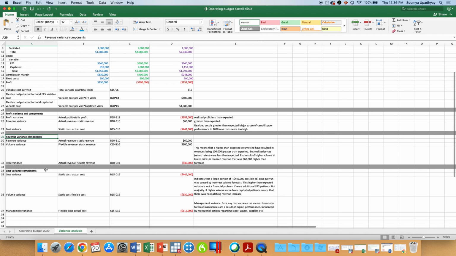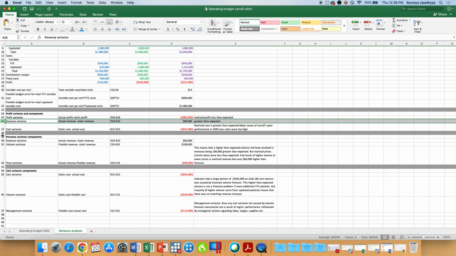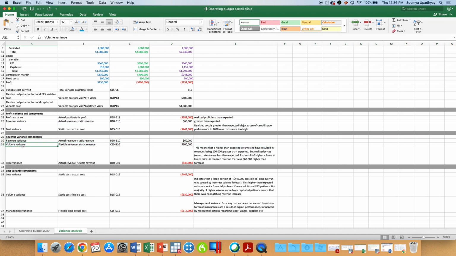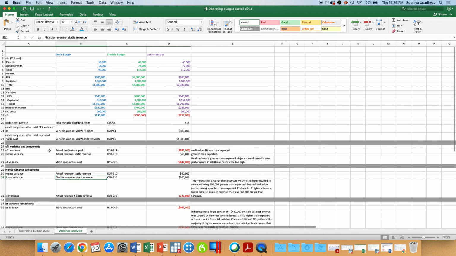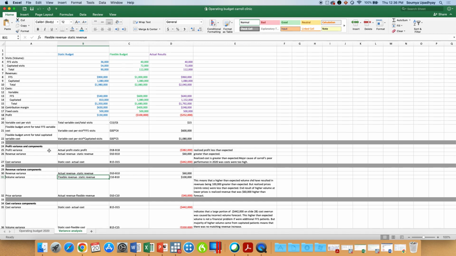The next thing we look at is revenue variance and components, which is comprised of revenue variance, which is the same thing as the line here. So it's just a repetition of the same thing. Volume variance is new in revenue variance components, and price variance is also new. Volume variance is a difference of flexible revenue and static revenue. That's the difference of C10 and B10, which gives $100,000.